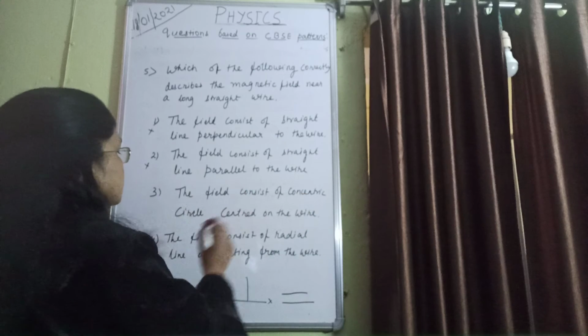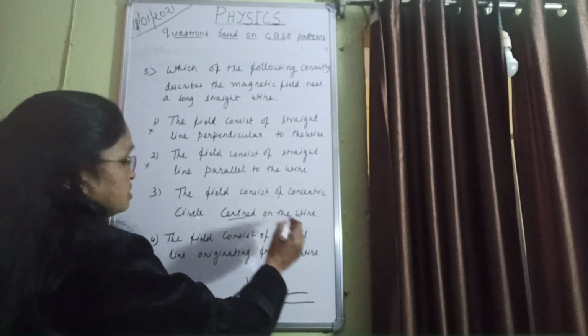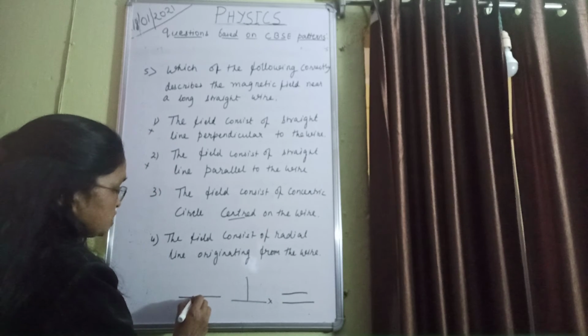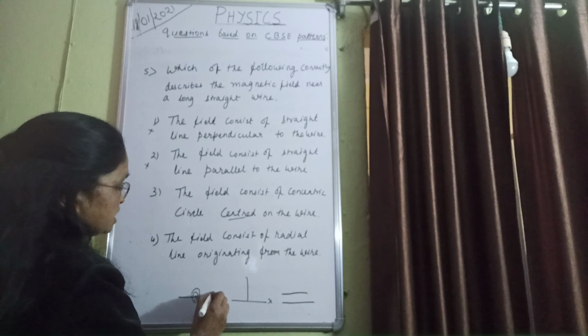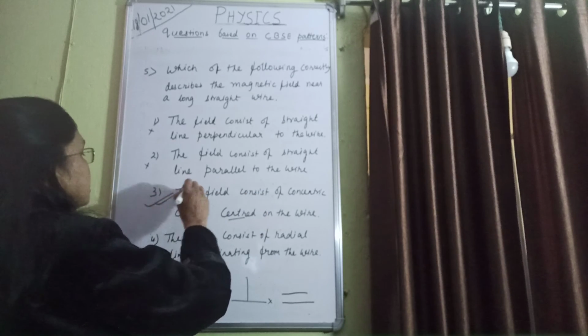The field consists of concentric circles centered on the wire. Yes, if it is a straight wire, suppose at one point it is centered, so the field produced at this point is like this. If suppose one point is centered, so the center lies on the wire. So this third one is the correct answer.